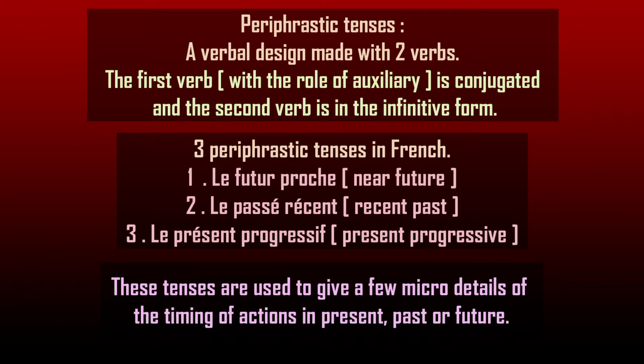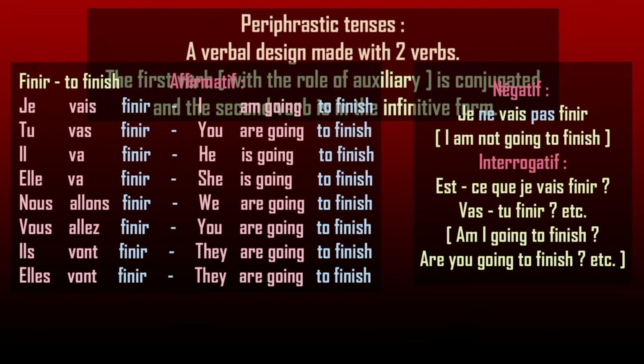What is the use of these three tenses? They are used to give a few micro details, few minute details of the timing of actions in present tense, past tense or in future tense. We learn in detail these three tenses in this video.